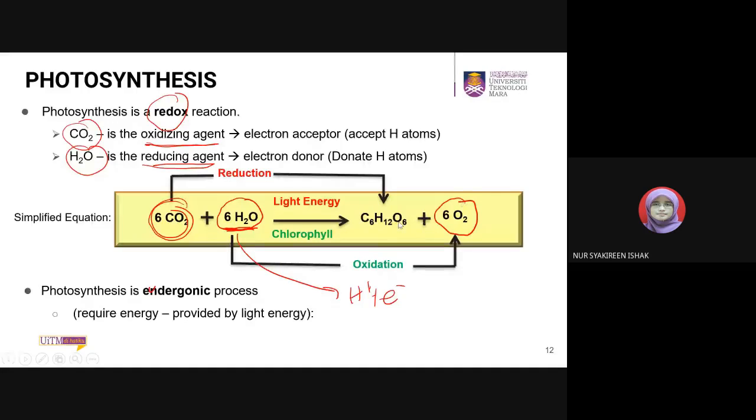Kalau carbon dioxide ini, it functions as the oxidizing agent, so maksudnya dia akan reduced, mengalami reduction. Kalau reduce maksudnya dia akan terima hydrogen atoms lah, so dia akan jadi glucose. Ini awak kena tahulah kalau dalam cellular respiration awak kena tahu apa yang akan mengalami reduction, apa yang akan mengalami oxidation. Okay, so photosynthesis is an endergonic process. Endergonic means that it requires energy, and the energy is provided by the sunlight.